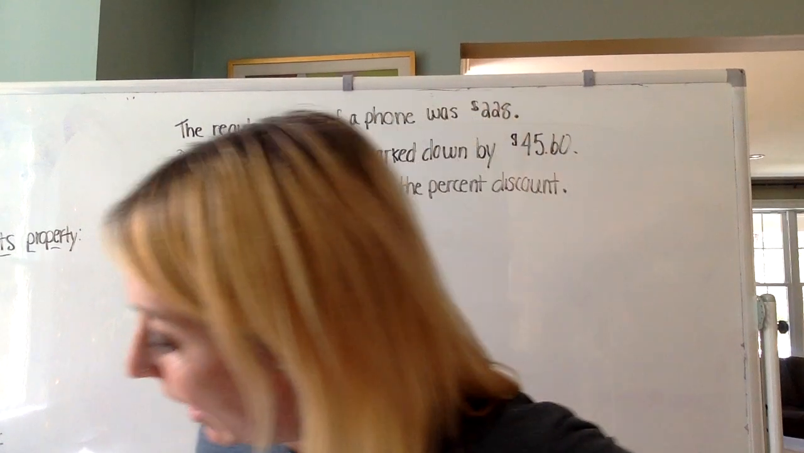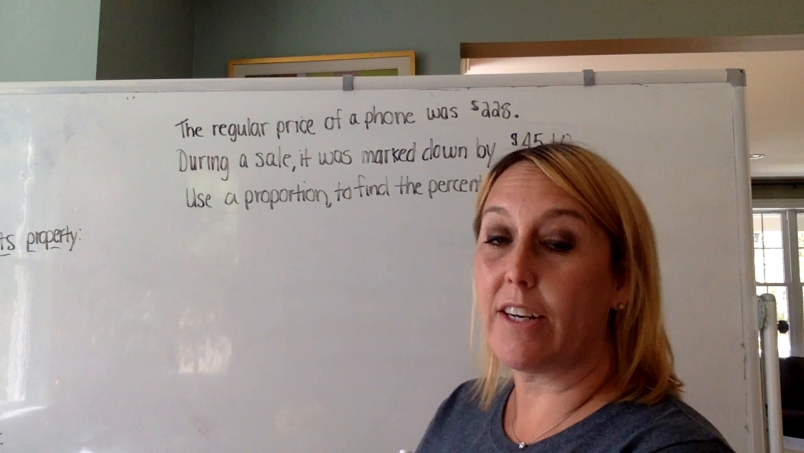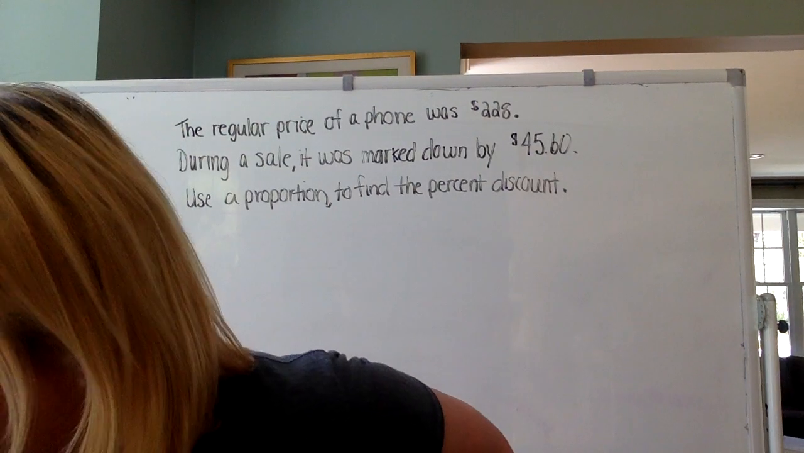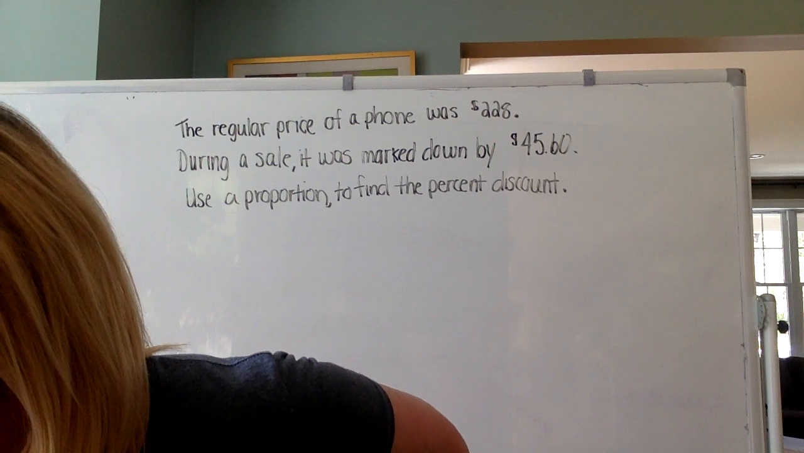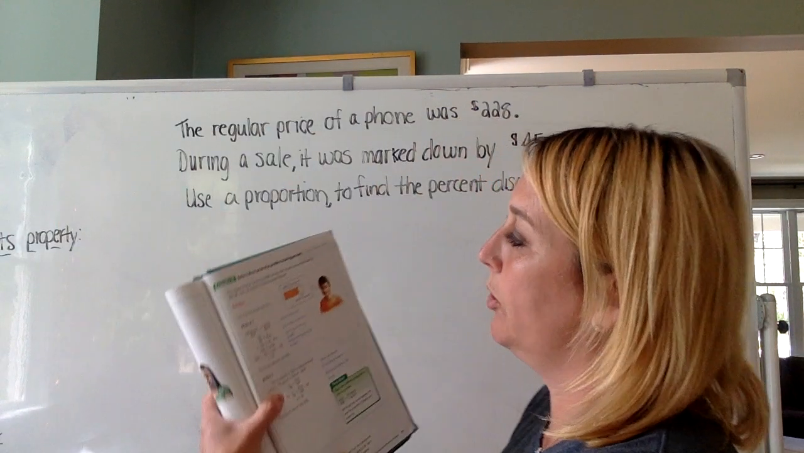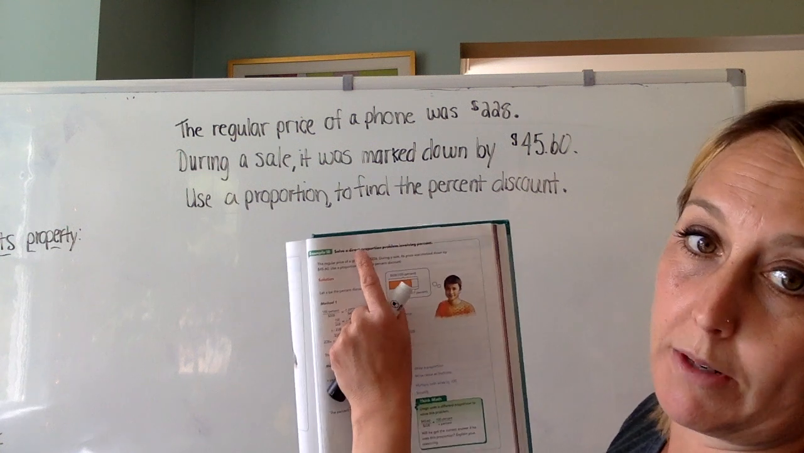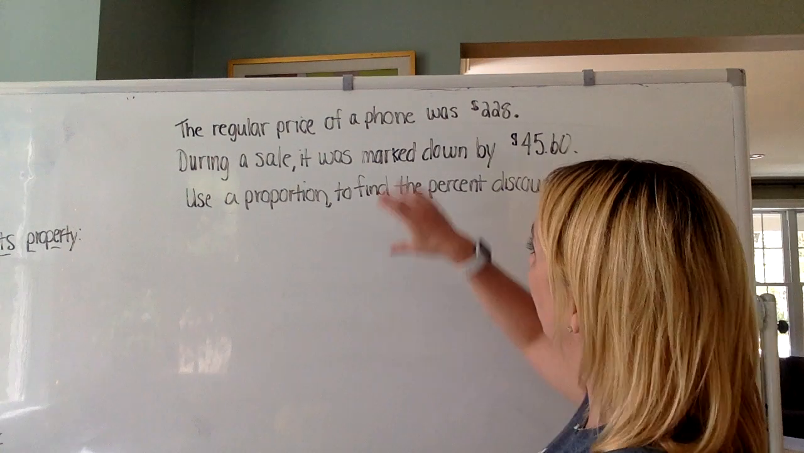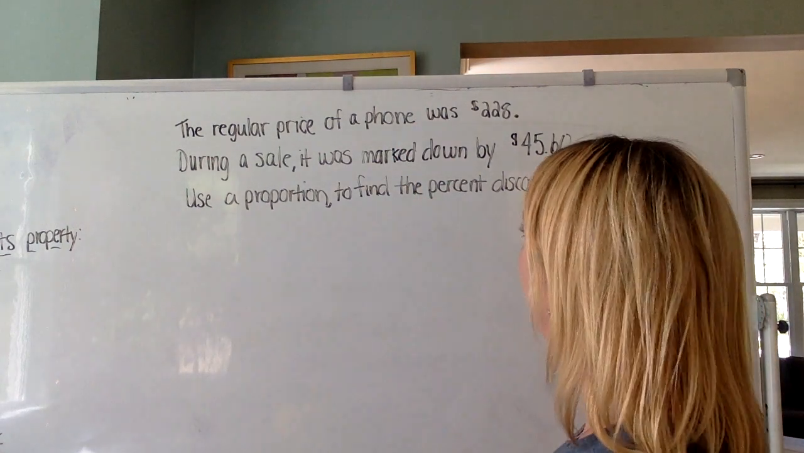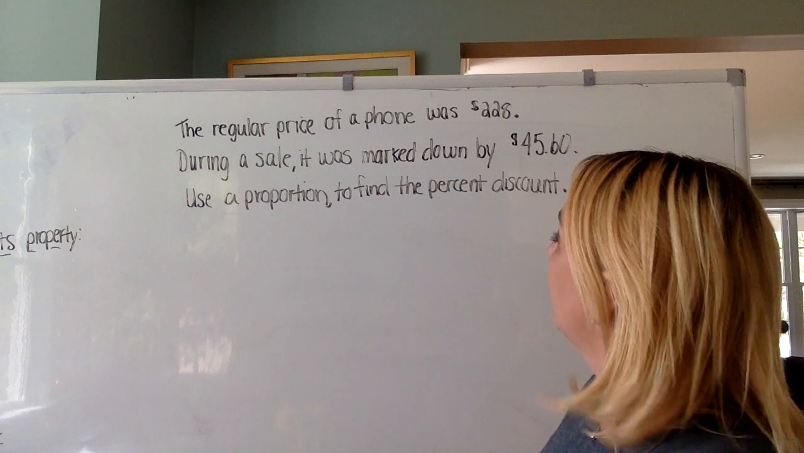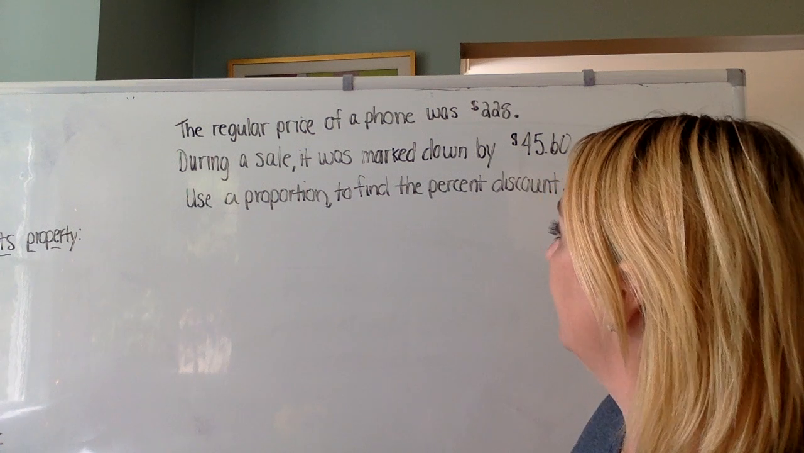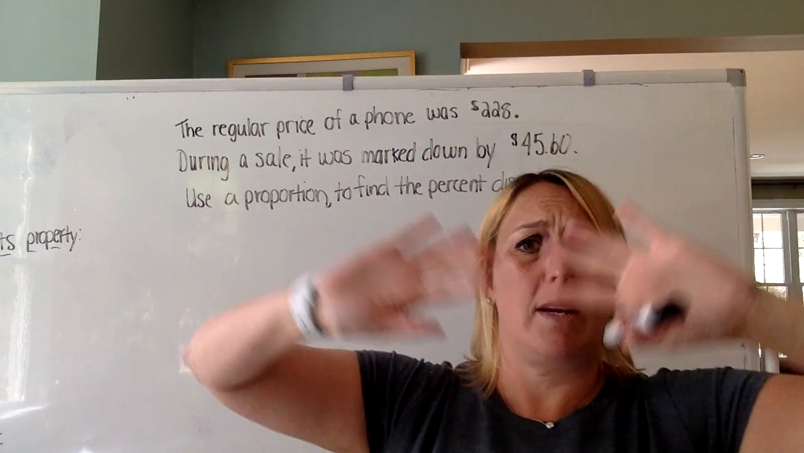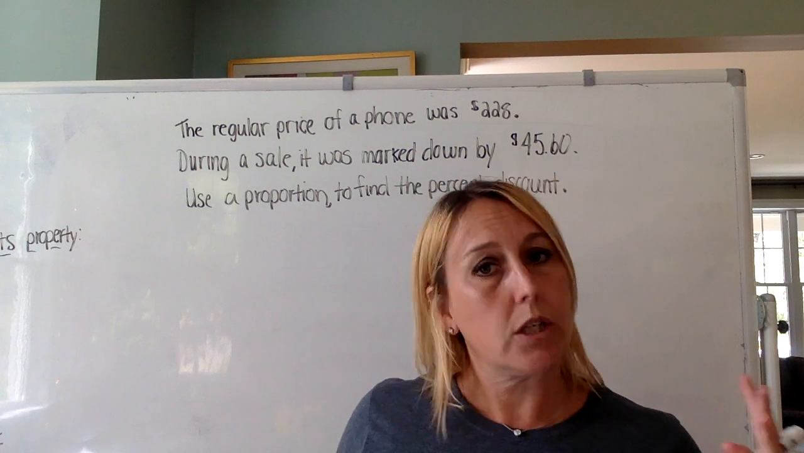Okay, so we are now on page 271. And of course, they have to throw in percents with direct proportion. I would definitely be following along with your book, but solve a direct proportion problem involving percent. That's the skill we're going for here. The regular price of a phone, or the full price of a phone, was $228. During a sale, it was marked down by $45.60. Use a proportion to find the percent discount. So you're like, wait a minute, it doesn't use the phrase directly proportional, which is what Mrs.